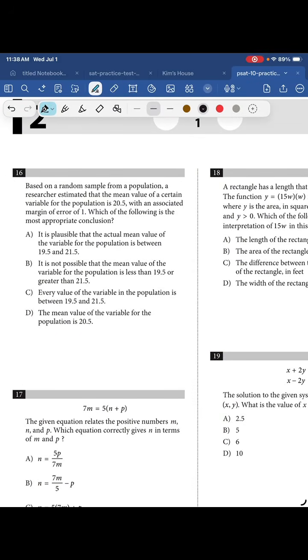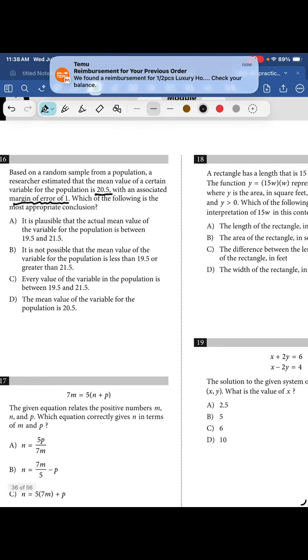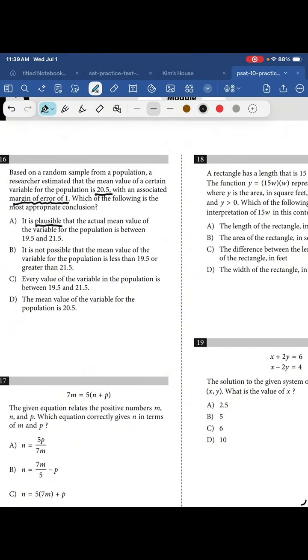So 16 says, based on a random sample from a population, a researcher estimated that the mean value of a certain variable of the population is 20.5, with an estimated margin of error of 1. Which of the following is the most accurate conclusion? It is plausible, it is possible, okay, that the actual mean value of the variable for the population is between 19.5 and 21.5, which is the correct answer. But let's look at the other options.